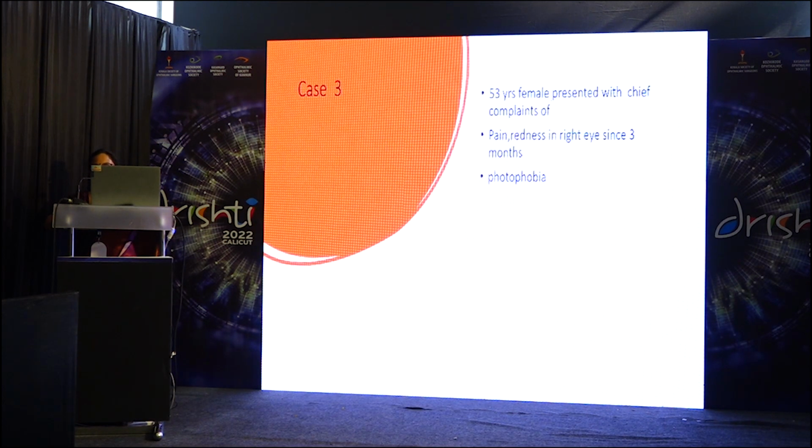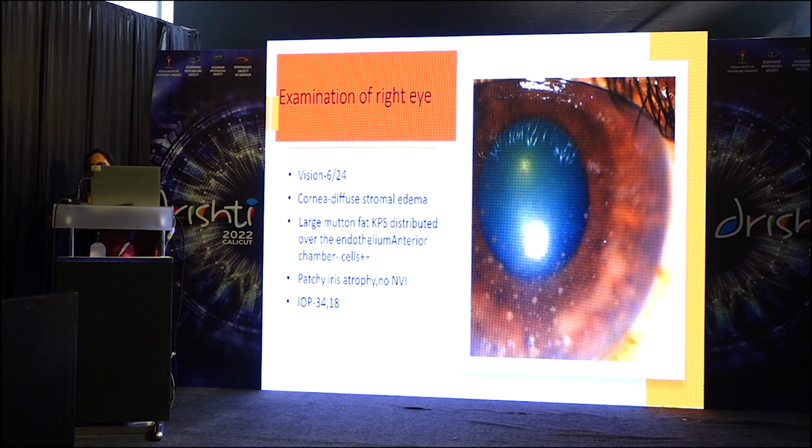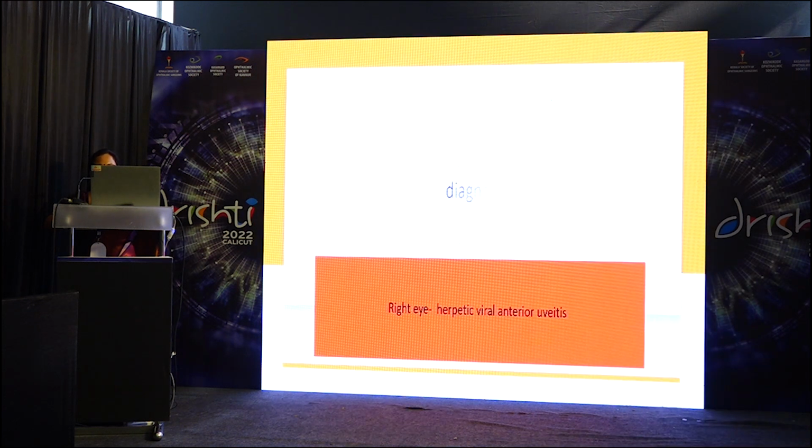Now, this is a 53-year-old female who presented to us with pain and redness in the right eye since 3 months with photophobia. On examination, her vision was 6/24. She had diffuse corneal edema with large mutton-fat KPs and cells with areas of patchy iris atrophy, and her intraocular pressure was 34. So here we are dealing with a case of herpetic viral anterior uveitis.